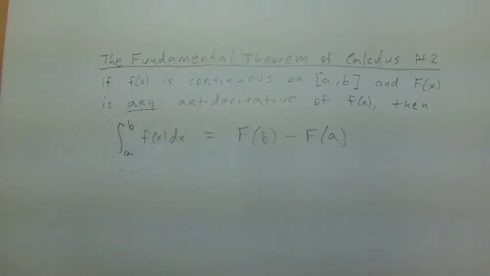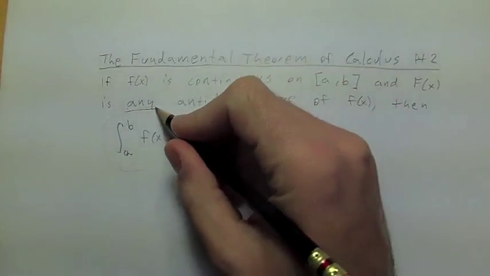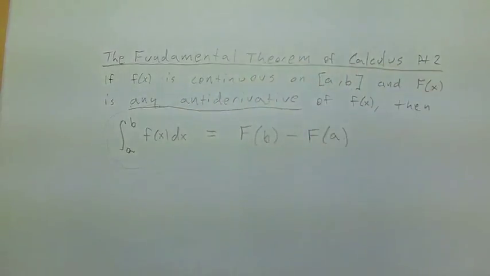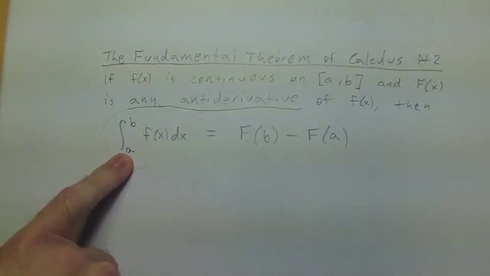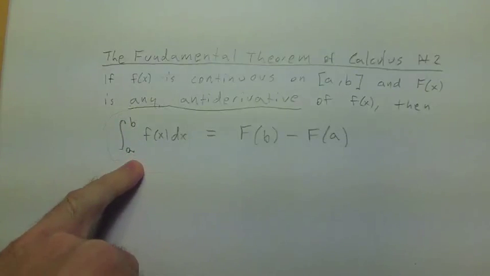Provided you can find that capital F. And what is the capital F? Simply any antiderivative of little f. That's it. Okay? So that is why the antiderivative uses this notation here with the integral sign, without the limits, of course.